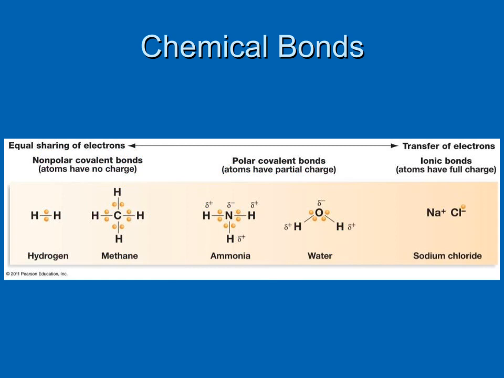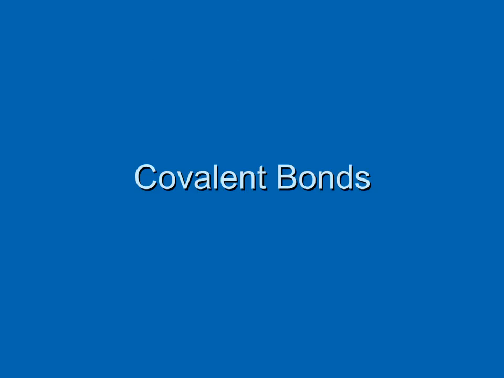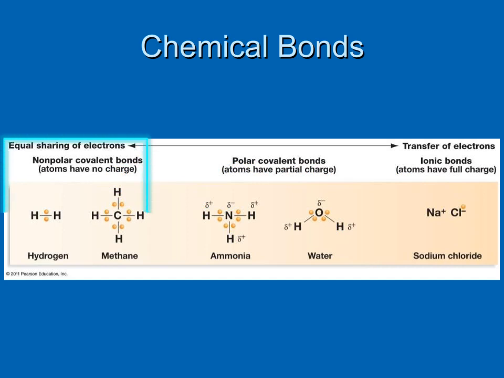Chemical bonds can be seen as a continuum. In some molecules, we see the atoms playing nice with each other and equally sharing their electrons, while in other interactions, atoms steal electrons from their partners. Let's first look at covalent bonds. Atoms that are covalently bonded may share electrons equally.